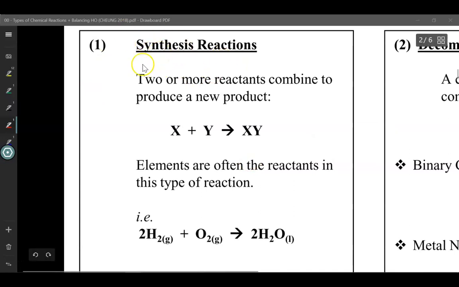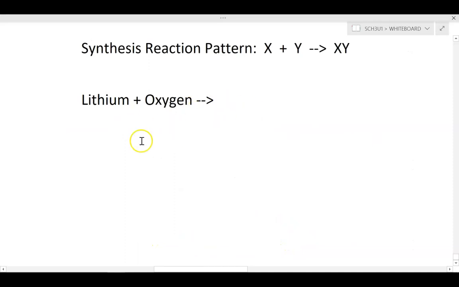The word synthesis means to create or to build, and that's what's happening here. We're taking 2 smaller elements and combining them into a larger compound. X plus Y turning into an XY compound. Same thing. This is an X, this is the Y, slammed together, we've got XY. So let's take a look at this example.